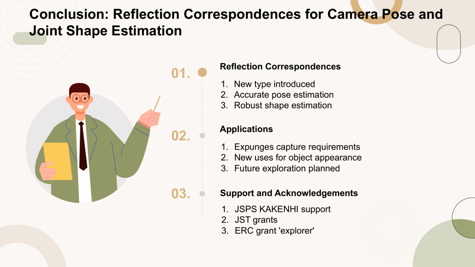In this study, the authors introduced a new type of correspondences called reflection correspondences. These correspondences enable accurate and robust camera pose and joint shape estimation from the appearance of textureless, reflective objects. This innovation not only eliminates restrictive requirements for image capture and camera pose estimation but also opens up new applications for object appearance. The authors plan to explore these applications further in future work and aim to catalyze research in this area by releasing their code and data.